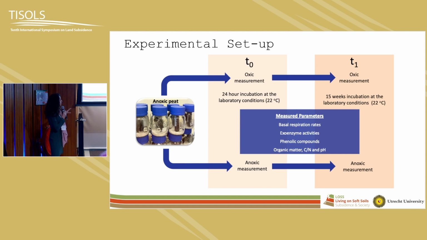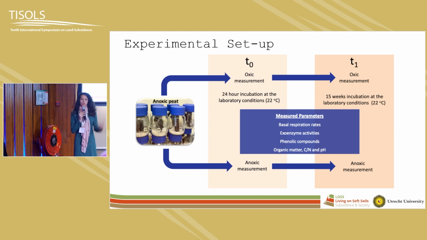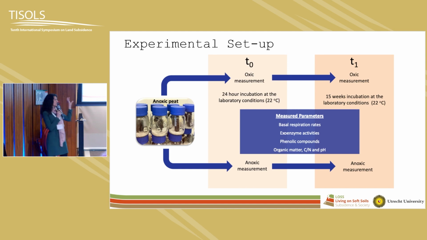And what we measured is, first of all, basal respiration rate, so how active the microbes are, how much carbon dioxide they are producing, and the six different exoenzymes, which have different functions in the system, and then some chemical characteristics of the peat that we wanted to know.